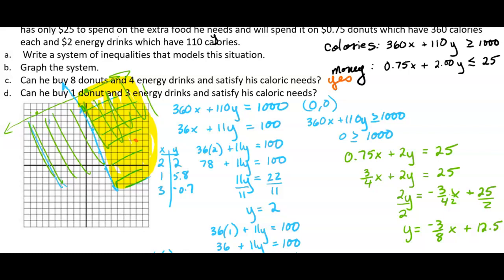Can he buy 1 donut and 3 energy drinks? 1, 2, 3. No, that does not look like it's going to work. Again, you might say, well, I don't know that your lines are so straight. You could plug them into the inequalities and see if they actually work, see if they are solutions. But I feel pretty good about my graphs here. All right, that one was a little different.